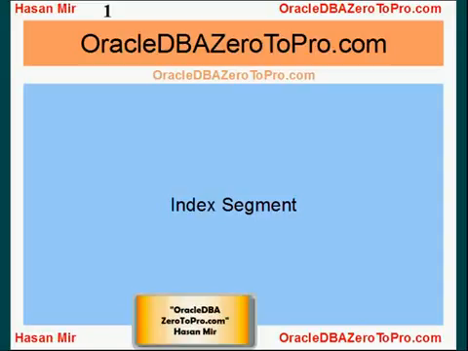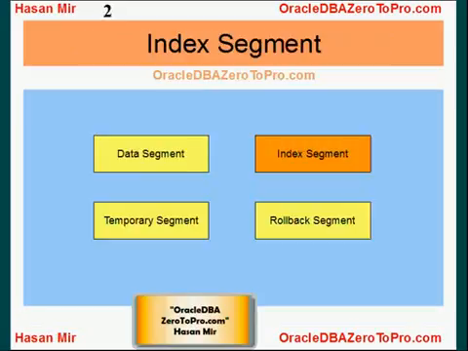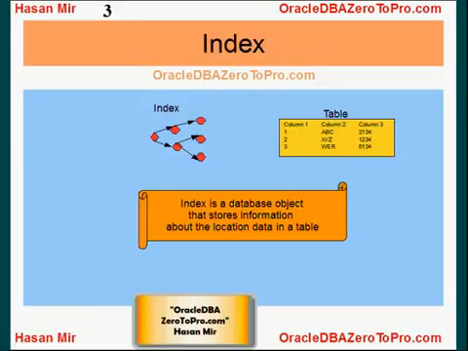This is Hassan Mir. In this tutorial, we're going to talk about index segment. In the previous tutorials, we have learned that a segment can be divided into four types: data segment, index segment, temporary segment, and rollback segment. In this tutorial, we're going to talk about index segment. So first of all, what's an index? An index is simply a database object that stores information about the location of data in the table.